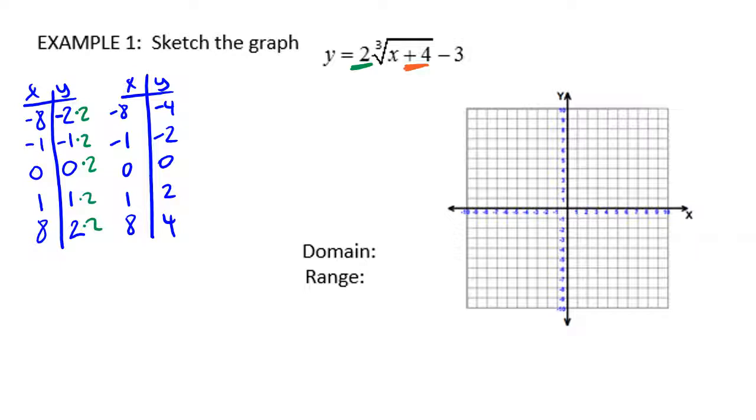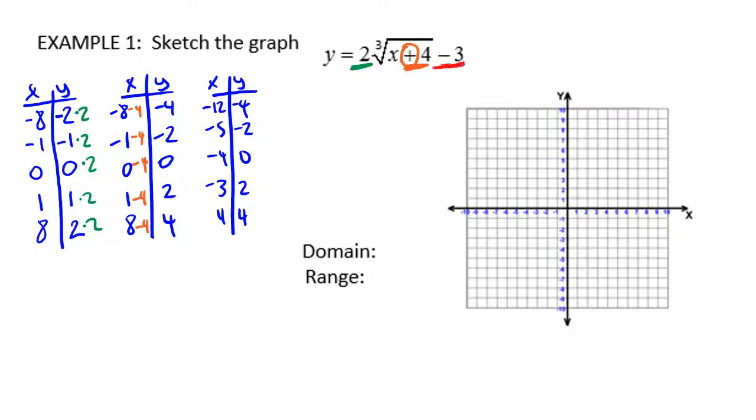Our next value, our horizontal shift, is positive 4. Remember, we do the opposite. So we're going to subtract 4 from the x's because it's our horizontal shift. So it affects our x values. Our next table then is negative 12, negative 4; negative 5, negative 2; negative 4, 0; negative 3, 2; and 4, 4.